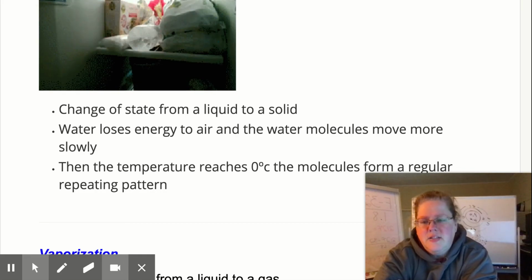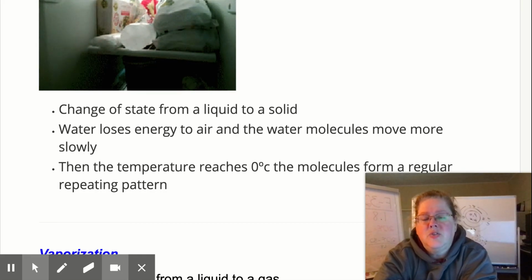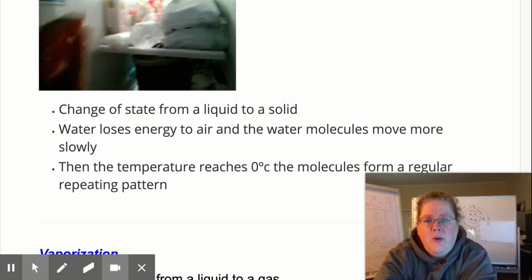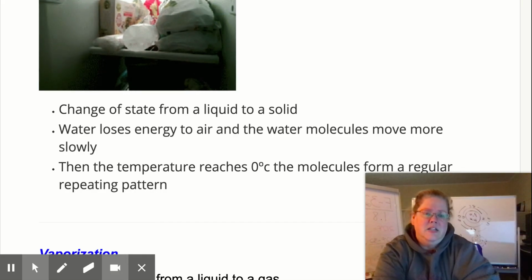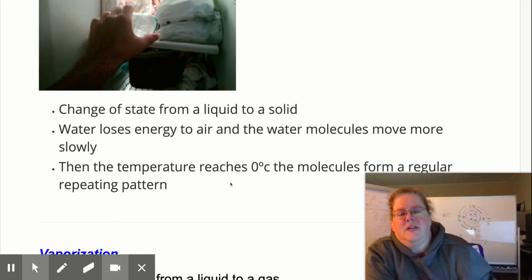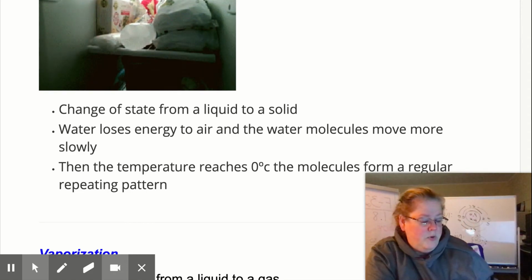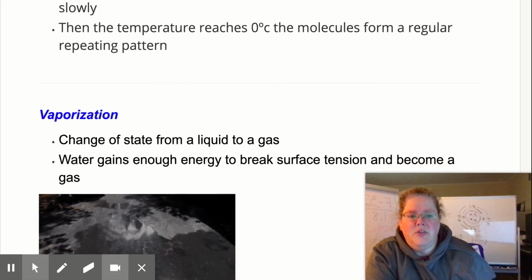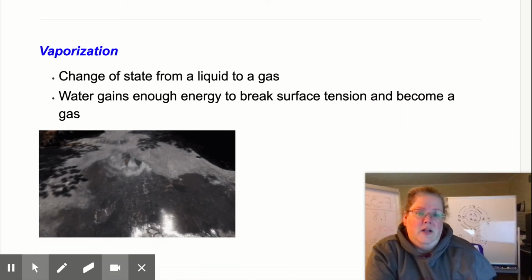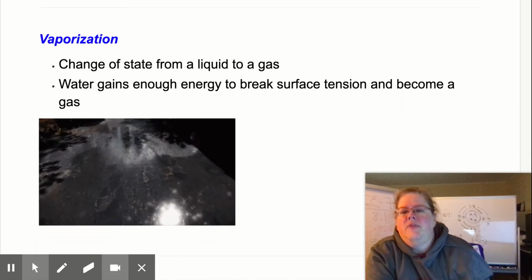And it does lose its energy to the air because it's warmer than everything around it. So it's giving off its heat, and that's getting absorbed by other things. So that's why if you put really hot food in your refrigerator, you can actually warm your refrigerator up and cause some issues with spoiling your other food.